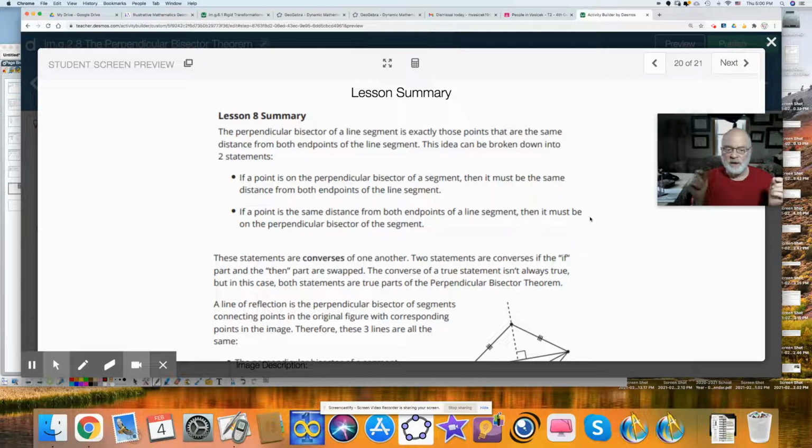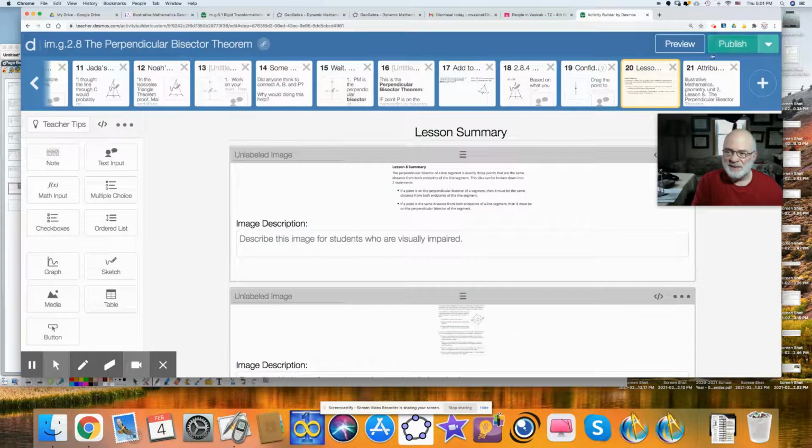So if a point is the same distance from two endpoints of a segment, then it must be on the perpendicular bisector. So the one is the converse of the other. If it's an "if this, then that," the converse is when you switch those arguments and have "if that, then this." So if it's on the perpendicular bisector, it must be the same distance from both endpoints. And the converse is if it's the same distance from both endpoints, then it's on the perpendicular bisector. Now, converses don't always have to be true, but in this case, it happens to be true.